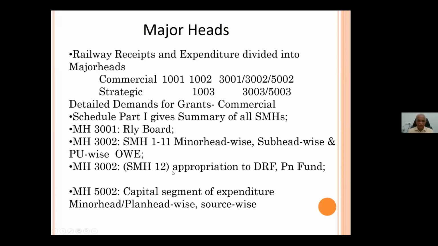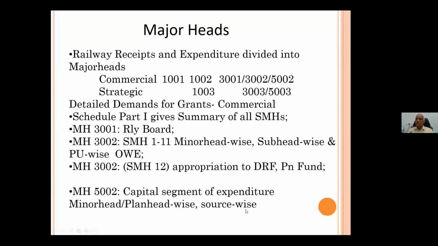Now 5002, capital expenditure. Capital segment of expenditure, minor head wise. Here, in the capital segment of expenditure, even though I call it a minor head, popularly these are known as plan heads. So when I say plan heads, you will know that new lines is a plan head, doubling is a plan head, railway electrification is a plan head, bridge works is a plan head, track renewals is a plan head. So likewise, plan head wise and source wise.